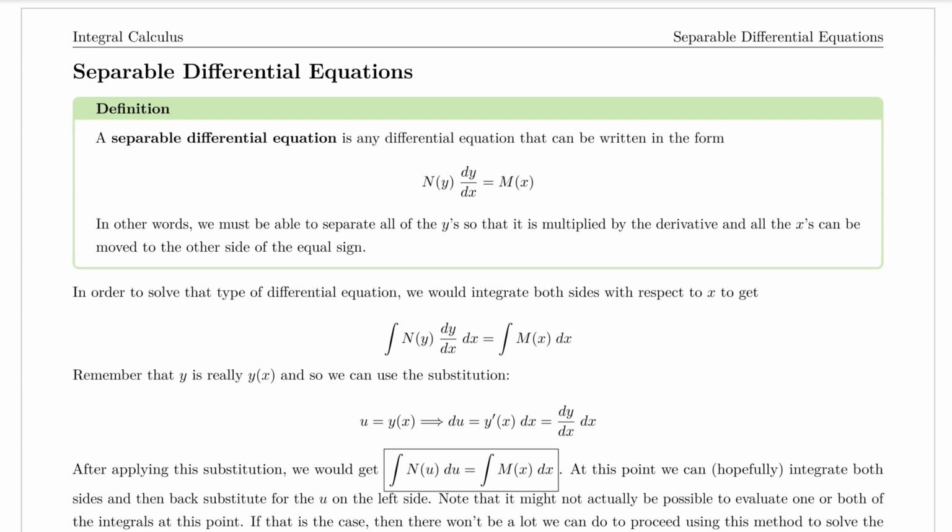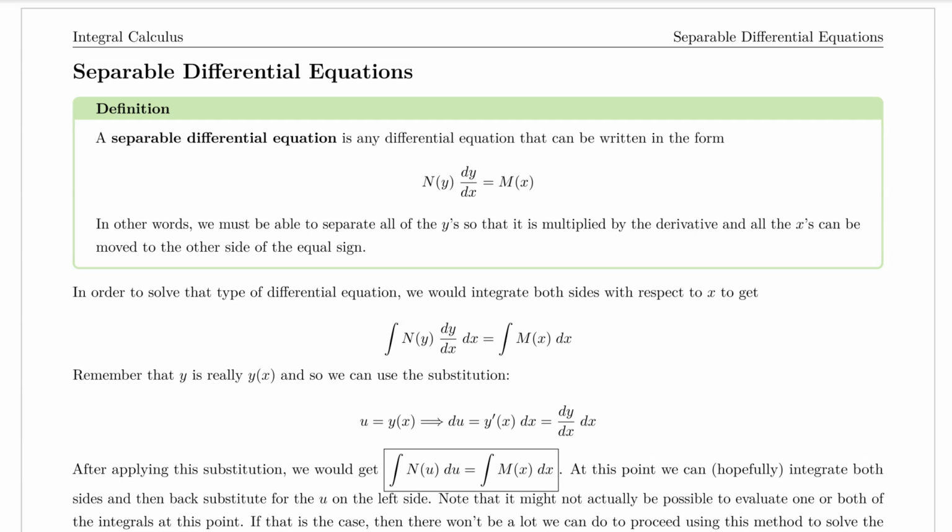In this video, we'll be going over separable differential equations. A separable differential equation is any differential equation that can be written in the form n of y times dy/dx equals m of x. Now, the variables don't necessarily need to be x and y.